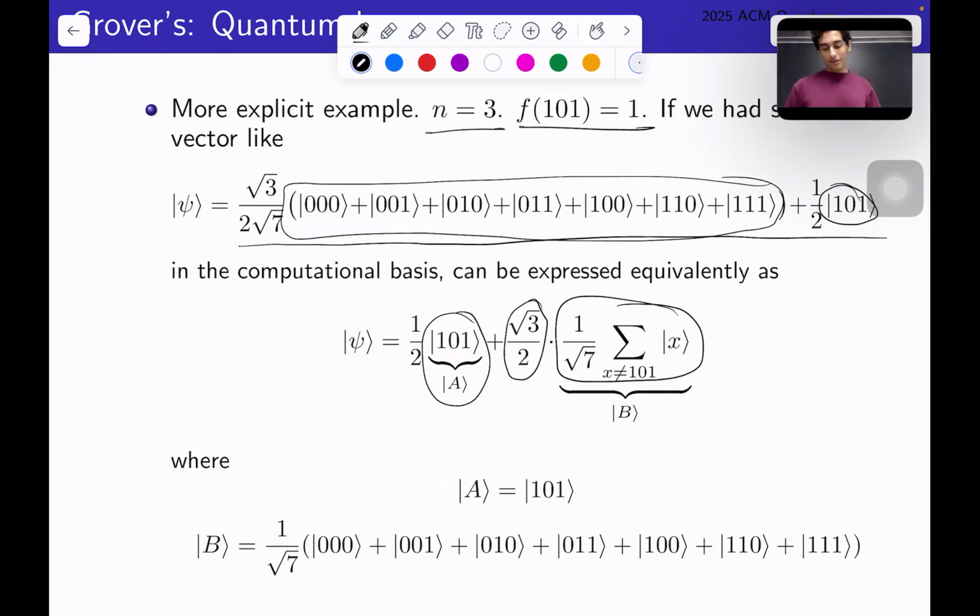But you can see that this here is actually 8-dimensional, and we've kind of collapsed 6 dimensions into this B vector. So now this is 2-dimensional.